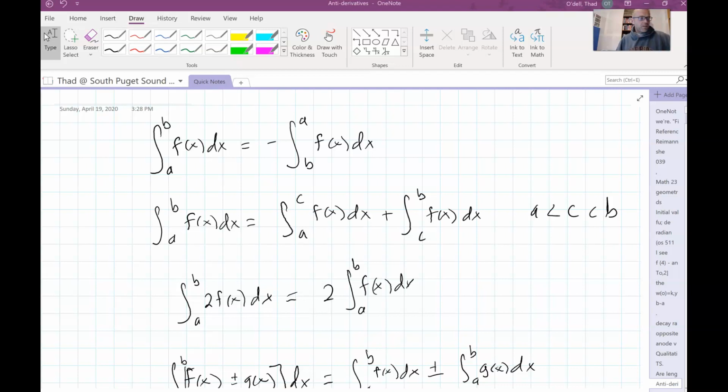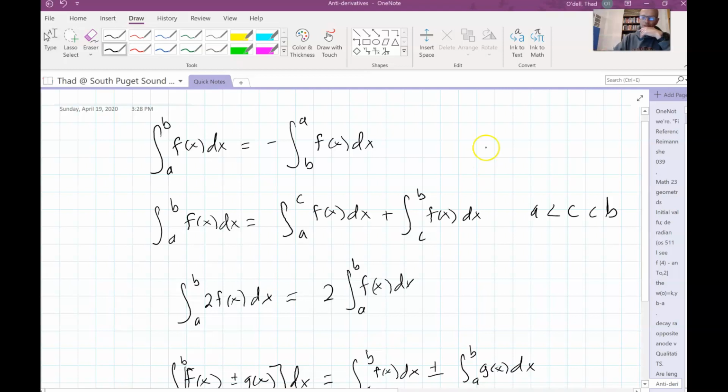Okay, this is a video on how to evaluate integrals. First of all, just some basic rules about the way integrals work. As you can see here in front of you, if you integrate from a to b, and if you turn around and integrate from b to a, you're just going to get the same value, only opposite.